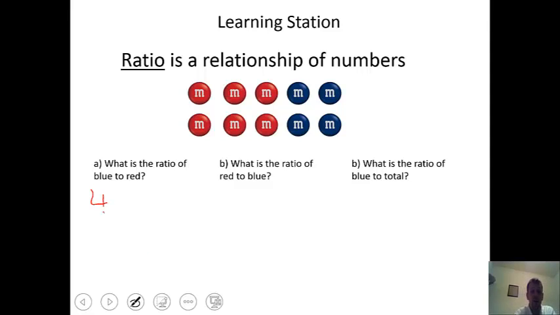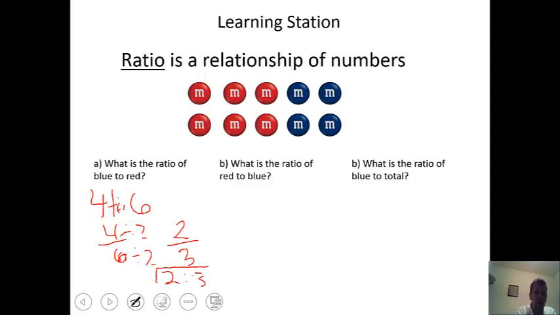Well, there are 4 blues, and there are 6 reds. Now I can write this many ways, and one of them is a colon, the 2 dots. That's called a colon. I can write the word "to," or I can actually write them like a fraction. And if I write like a fraction, I can definitely try to simplify them. So we can divide by 2, and we know this is 2/3. And so our ratio simplifies to 2/3. Okay? So the ratio of blue to red is 2 to 3.